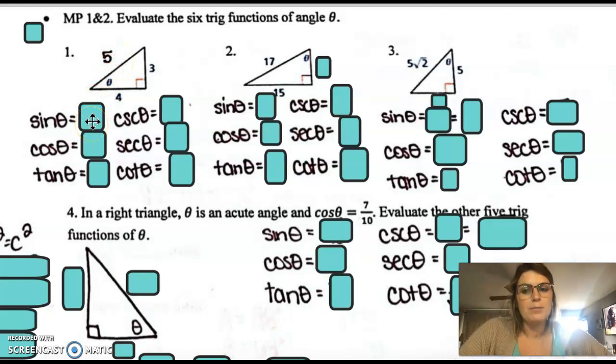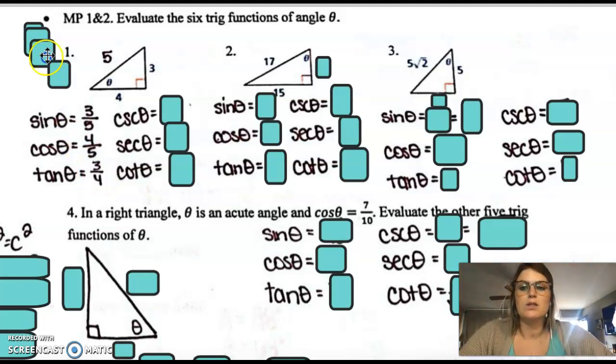So knowing that, sine is opposite over hypotenuse. So you get 3/5. Cosine is adjacent over hypotenuse. So 4/5. And tangent is opposite over adjacent, which gives us 3/4.